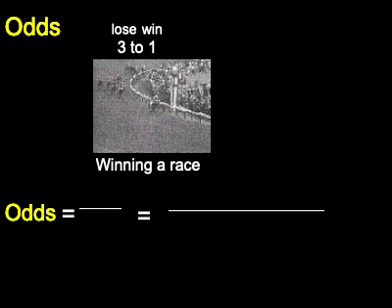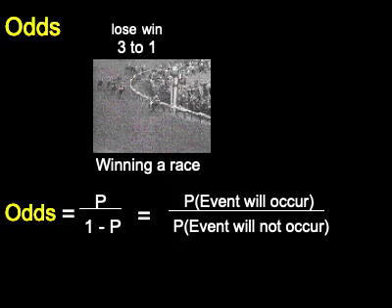When we say that the odds against a given horse are 3 to 1, what we mean is that the horse is 3 times more likely to lose than to win. The odds of an event are easily calculated from its probability of occurrence. The odds can be expressed as P, the probability that the event will occur, divided by 1 minus P, the probability that the event will not occur.